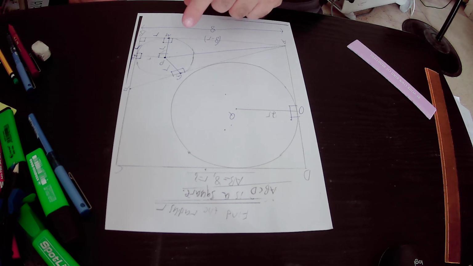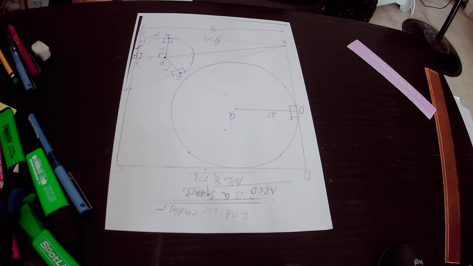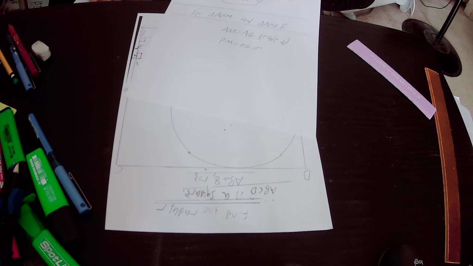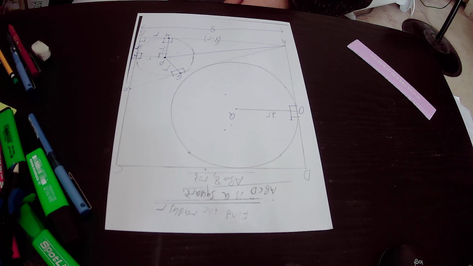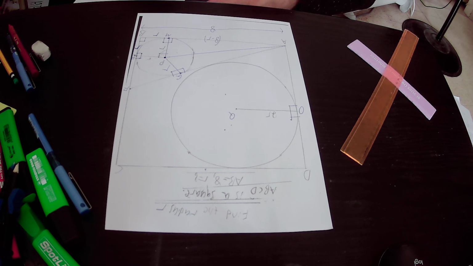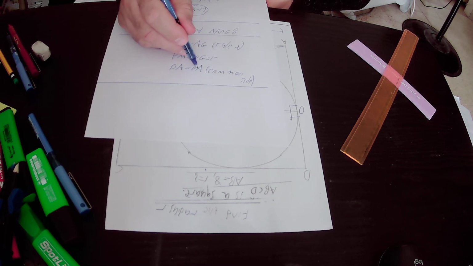And we also know that PM equals PG, equals the radius of this small circle. And we also have here a common side. PA is a common side. It belongs to both triangles. So we can write down that PA equals PA, the common side that belongs to both triangles.